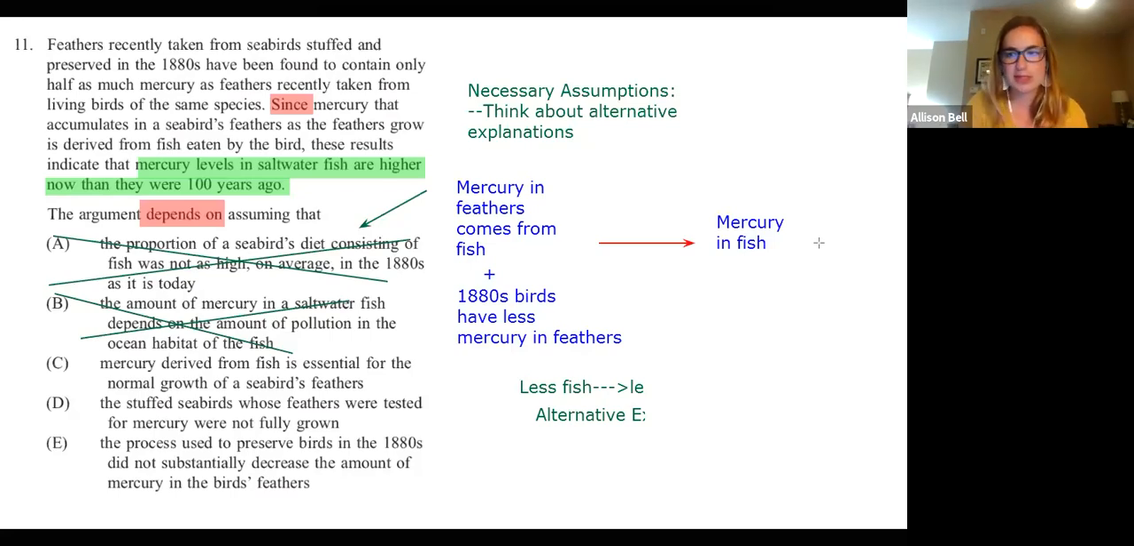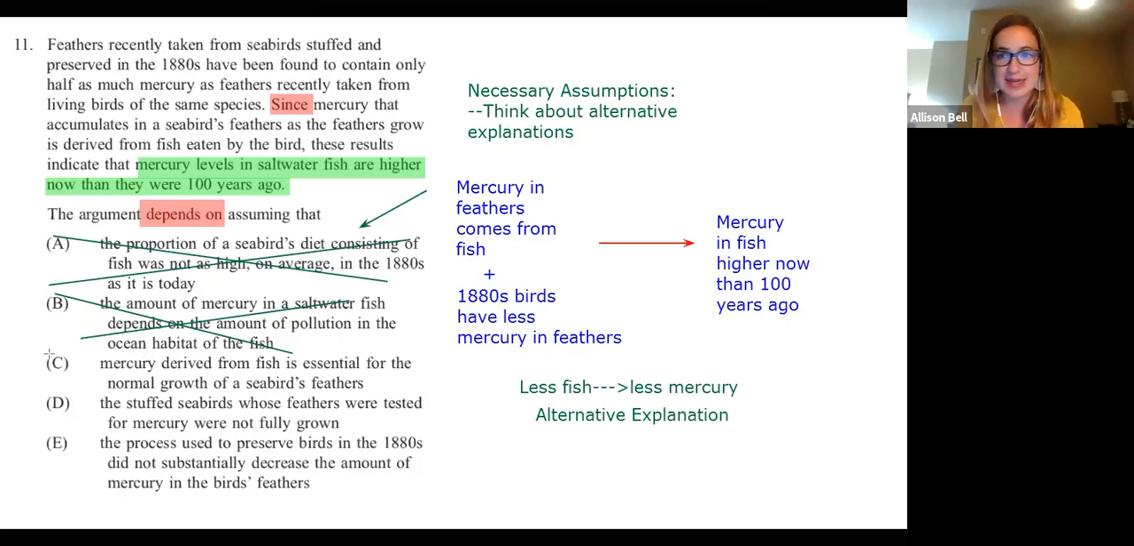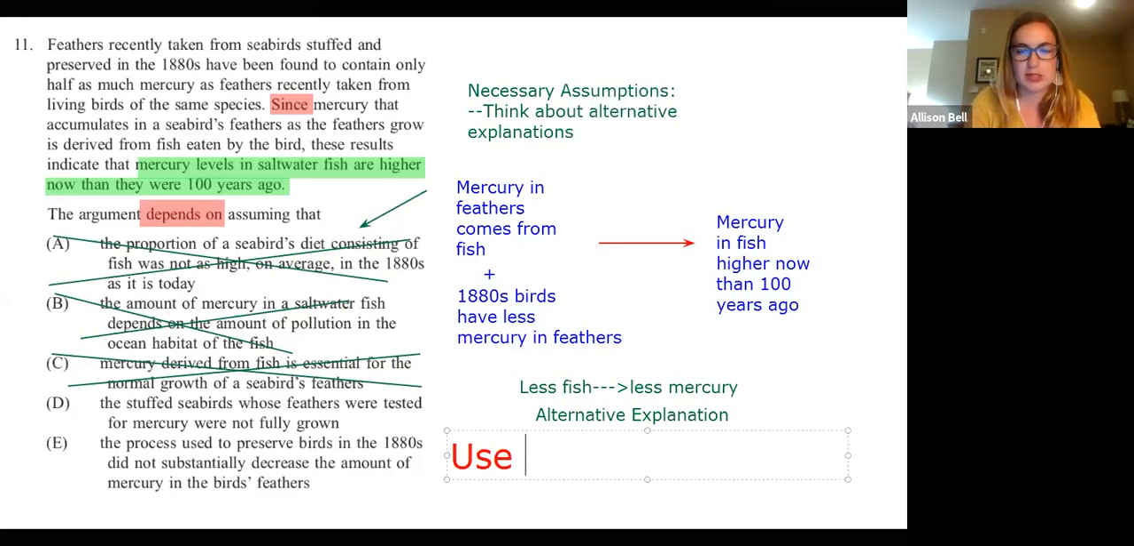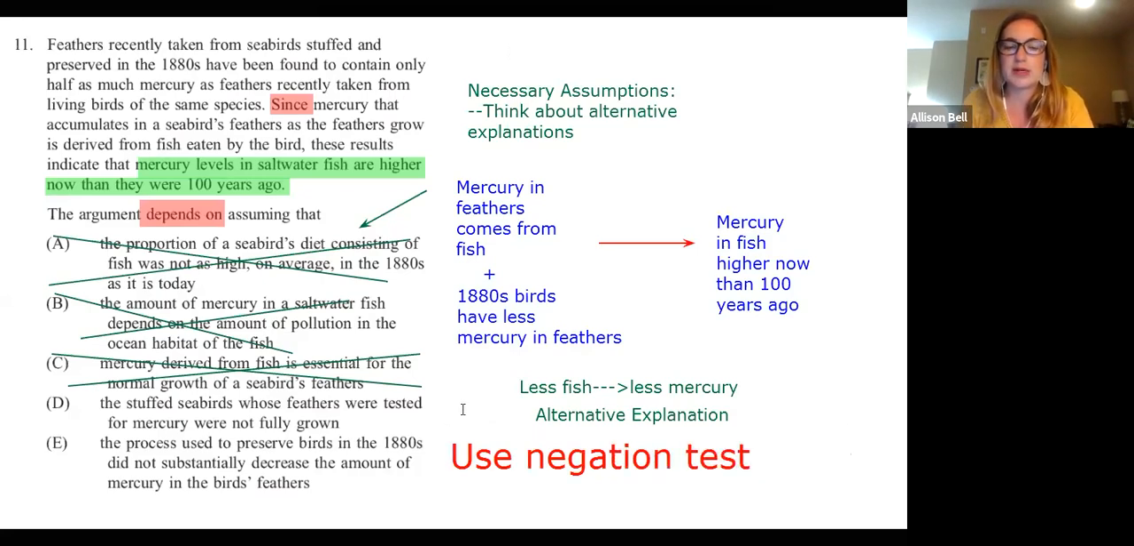Yeah, C is something that we could definitely get rid of, I agree. Partly because it has the same problem that B had in that it doesn't differentiate between birds from the 1880s and birds from today. It's probably essential for both of them. Doesn't really tell us that much. Okay, so now we're down to D and E, and what I want you to try is using the negation test on those 2 answer choices to see which one of them would, if you negate it, make the conclusion fall apart.